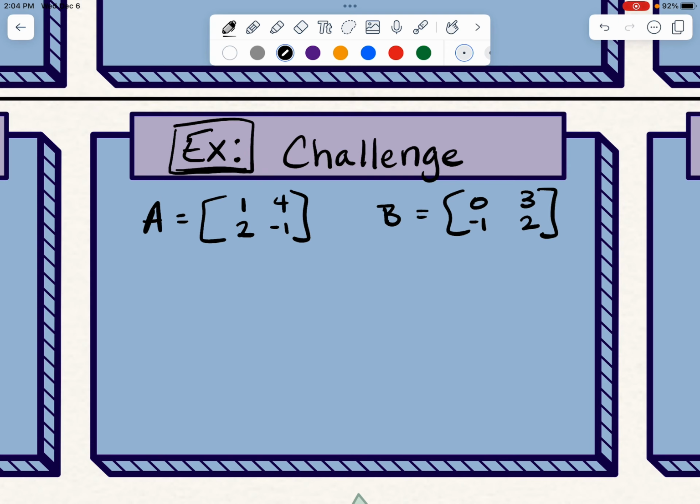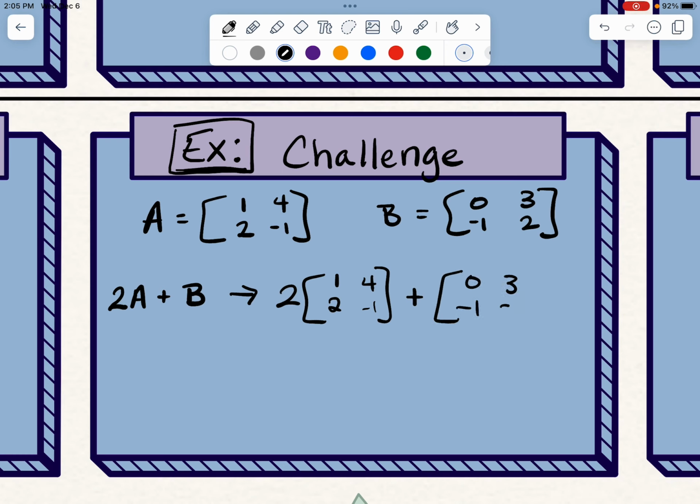Okay, and what we are going to be asked to do is we want to find 2 times A, so 2A, plus B. So what this is asking us to do is to multiply A by a scalar multiple of 2 and then add that to matrix B. So how will this look? This will look just like this. 2 on the outside of our brackets, all right, plus matrix B here.